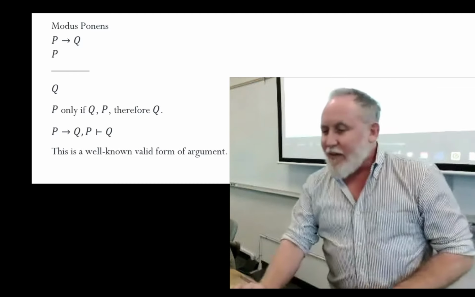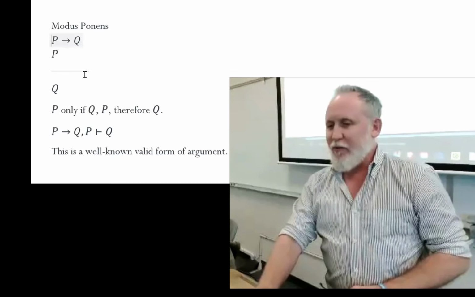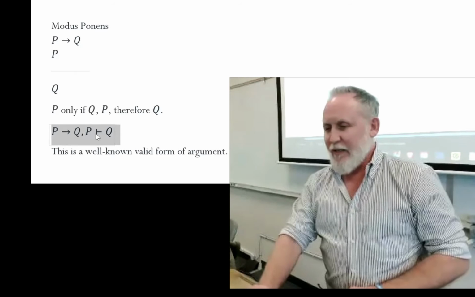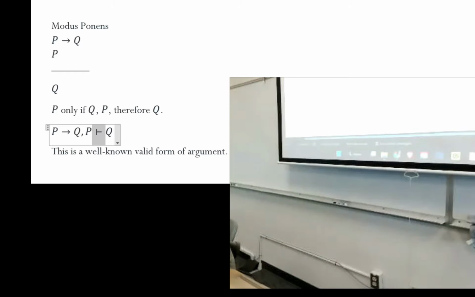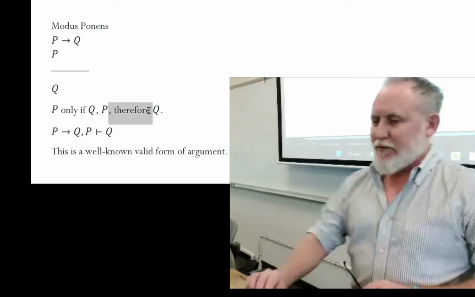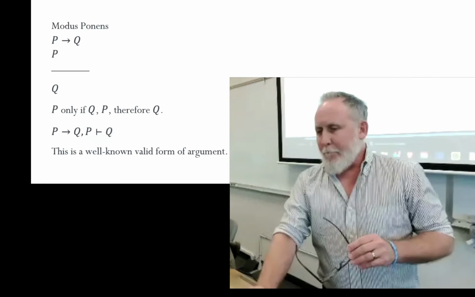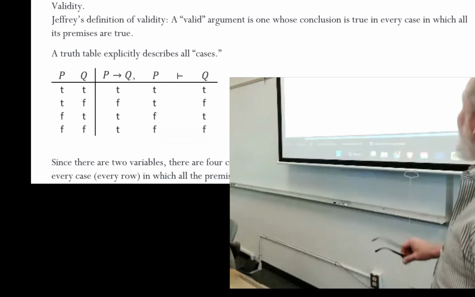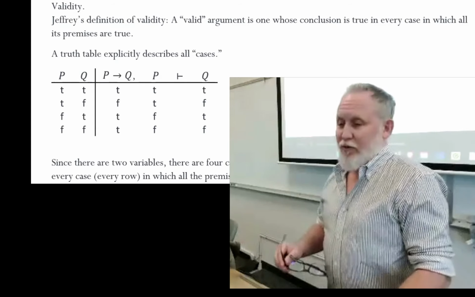So it's a valid form of argument. And we can put arguments in this vertical form like Jeffrey does in chapter 1, or we can do it horizontally like this. And this symbol is sometimes called a turnstile. It indicates the therefore part. And Jeffrey, of course, gives us this definition of validity. A valid argument is one whose conclusion is true in every case in which all of its premises are true.